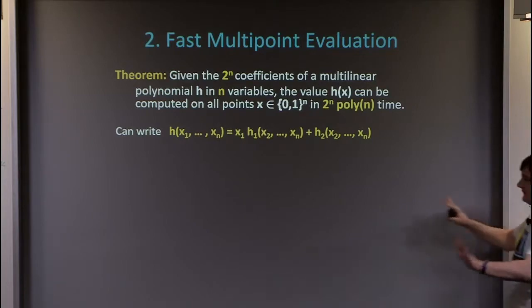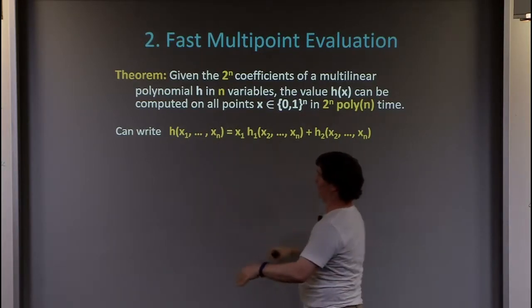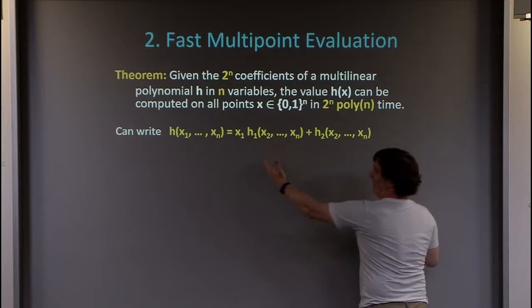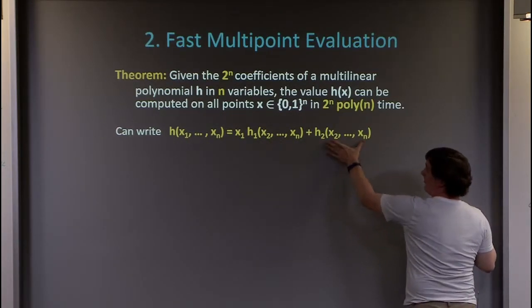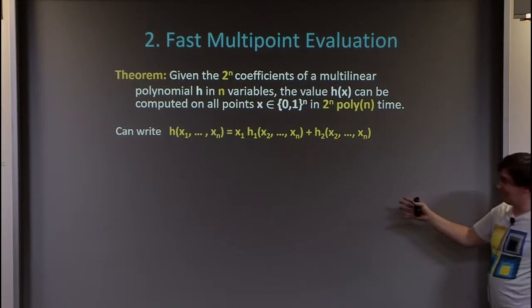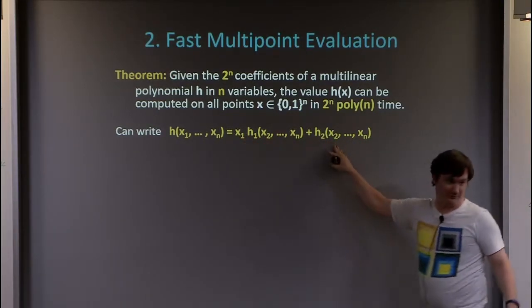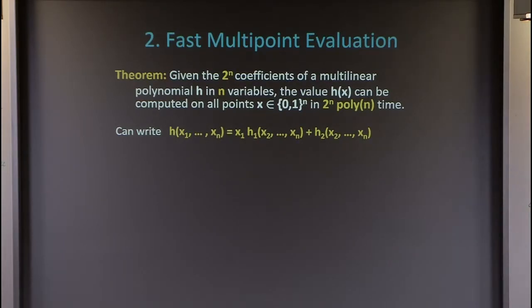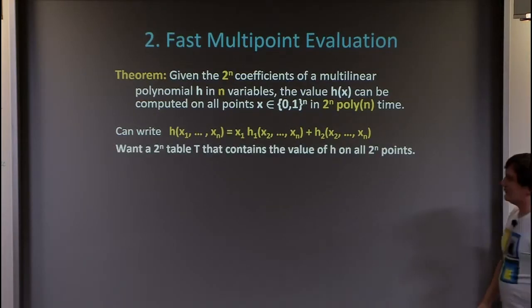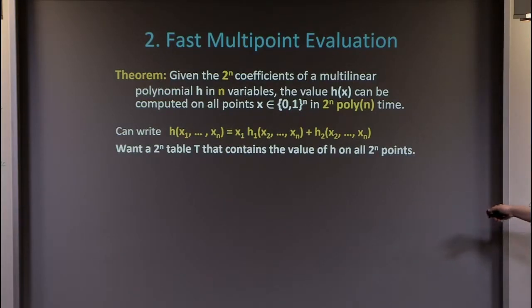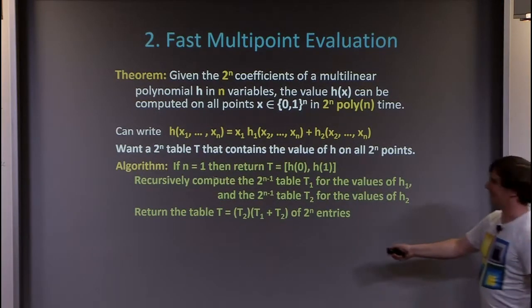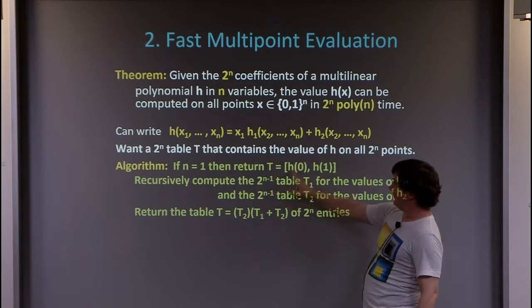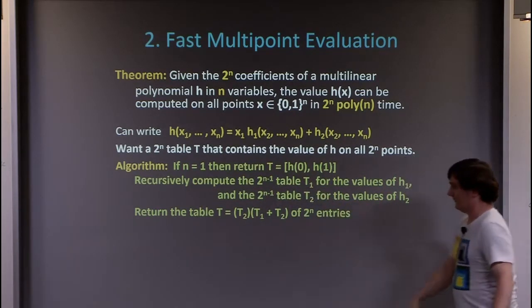Given any multilinear polynomial, so it has no squares at all, you can always write it as x1 times some polynomial h1 in the last n minus 1 variables plus some other polynomial h2 in the last n minus 1 variables. Just separate the monomials that have x1 from those that don't. Everything's commutative, no problem. We want a table T that contains the value of h at all 2 to the n points. We can just recurse on h1 and h2. That's the whole algorithm. If n is equal to 1, if you've got one variable, then you just evaluate the one variable twice.